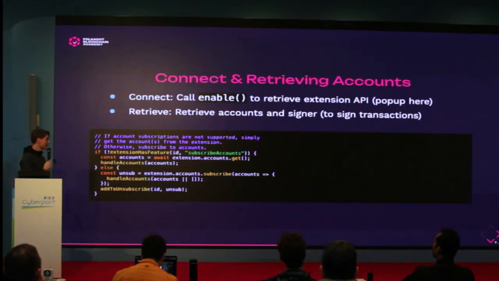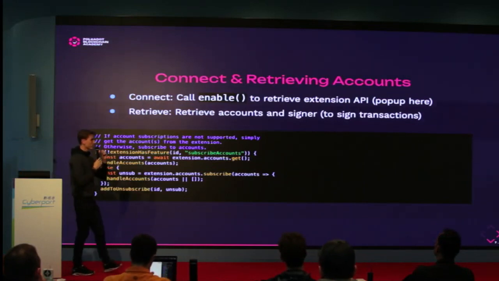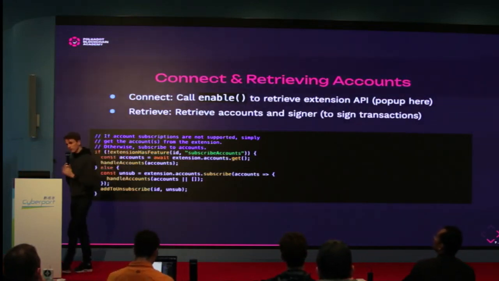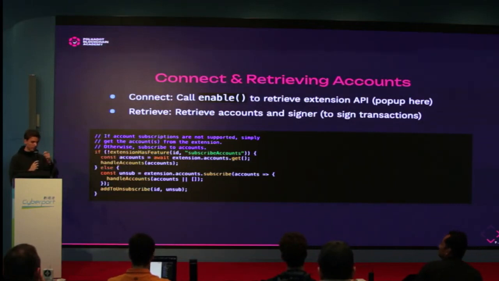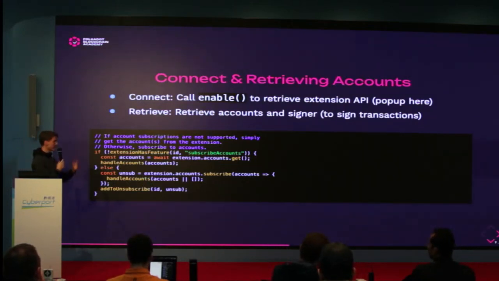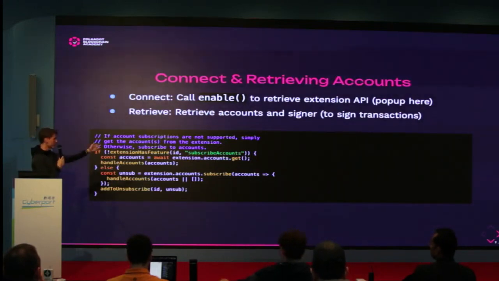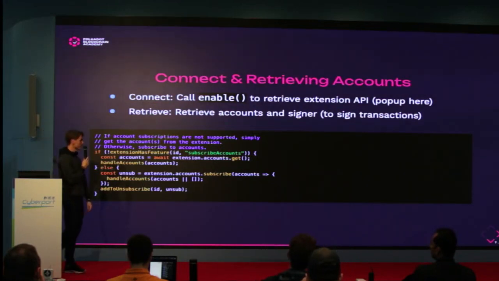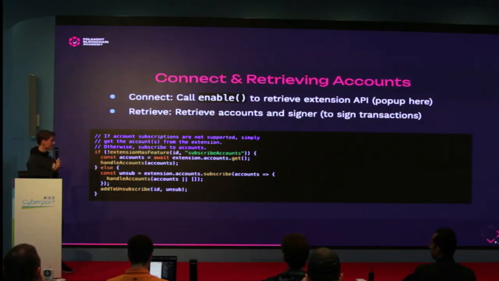So we call enable to retrieve the extension API, and this is the point at which all the pop-ups happen, right? So we approve, and then the Dapp is able to retrieve the accounts and the signer as well to sign transactions. Again, there's no guarantee these APIs will be available for every extension, so we can check if there is a property called subscribe or whatnot, and if there's not, maybe we can fall back to support accounts.get, which is just a query to get the accounts.